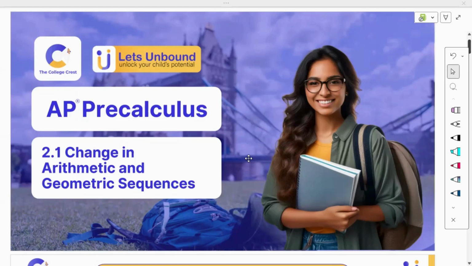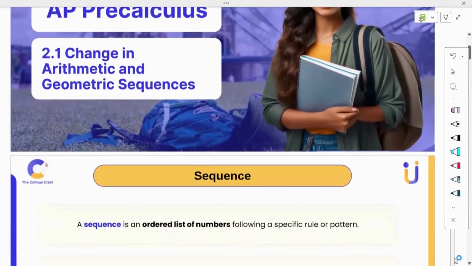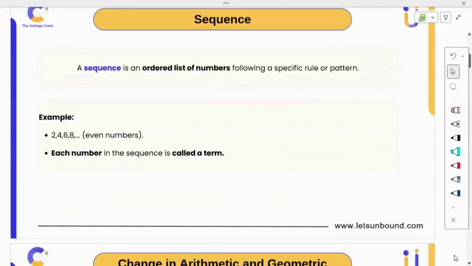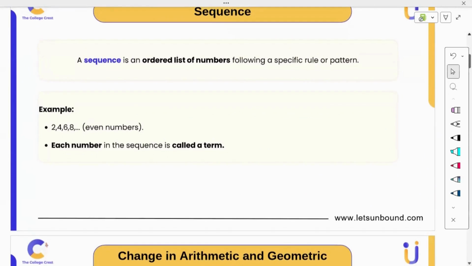Right, so let's jump straight into our very first topic, change in arithmetic and geometric sequences. Okay, so what is a sequence? A sequence is an ordered list of numbers, and they follow a specific rule or pattern. One simple example is odd numbers, even numbers. So you know how to predict the future terms, right? Because they follow a specific rule or pattern. And each number in the sequence, we won't call it number again, we will say terms, right?